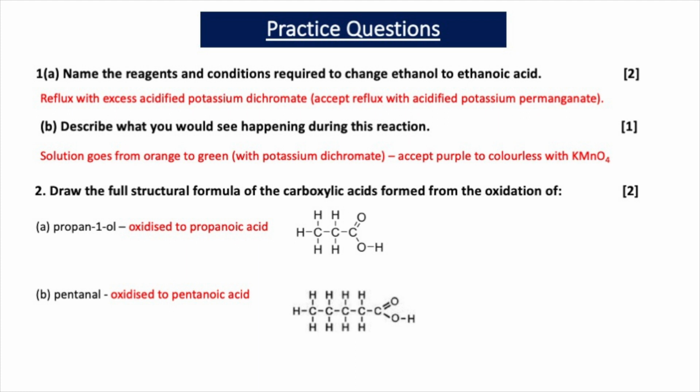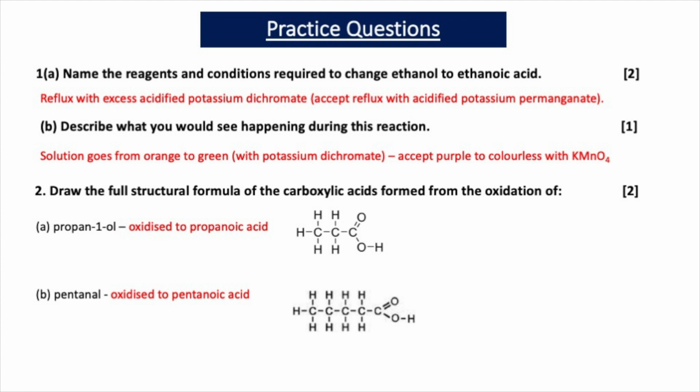And for part B, it's asking you to describe what you would see happening during the reaction. So if you said you were going to heat it up or reflux it with potassium dichromate, the solution would go orange to green, 1 mark for that. Now if you said potassium permanganate, the colour changes purple to colourless. So there's 1 mark for the colour change here.